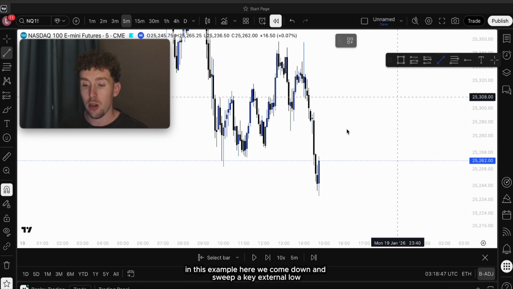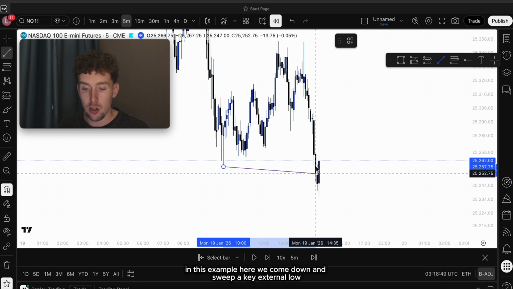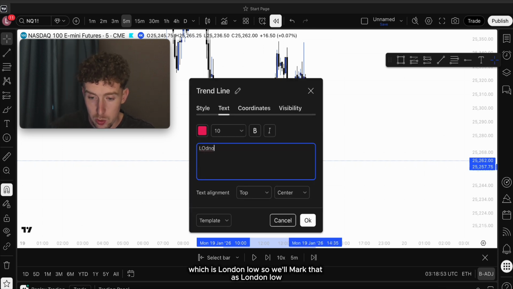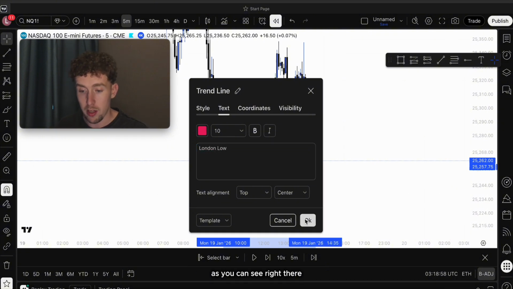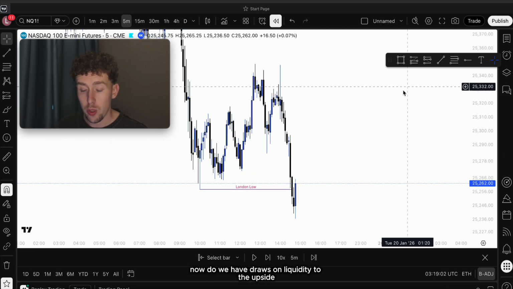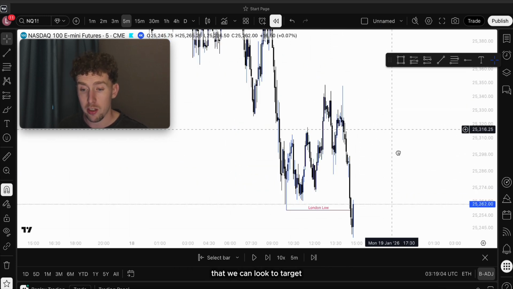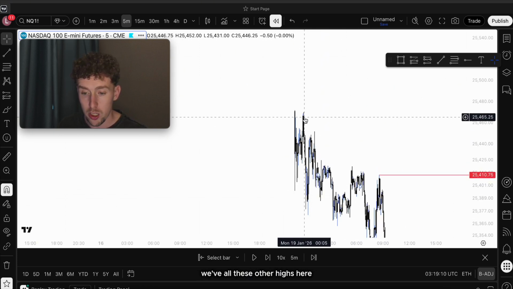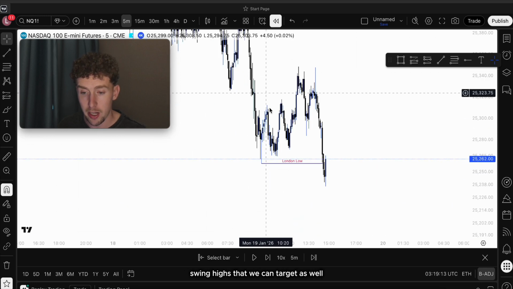In this example here, we come down and sweep a key external low. So at the bottom of the range we talked about, which is London low. So we'll mark that as London low. As you can see right there, we sweep out London low and start to get a reaction. Now, do we have draws on liquidity to the upside that we can look to target if price wants to show us it's bullish? Yes, we have London high right here. That can be a draw on liquidity. We have all these other highs here, swing highs, that we can target as well.